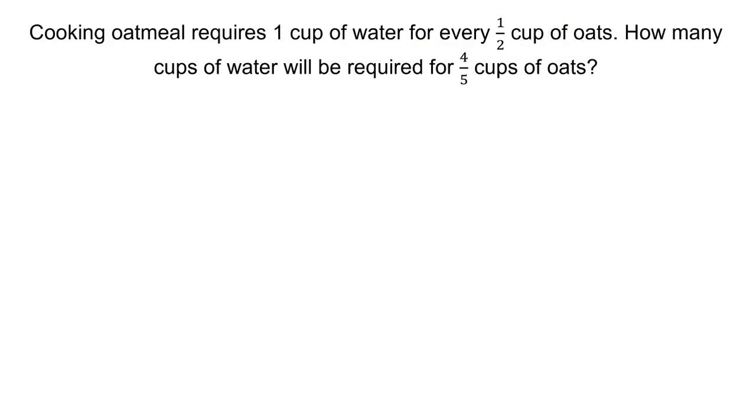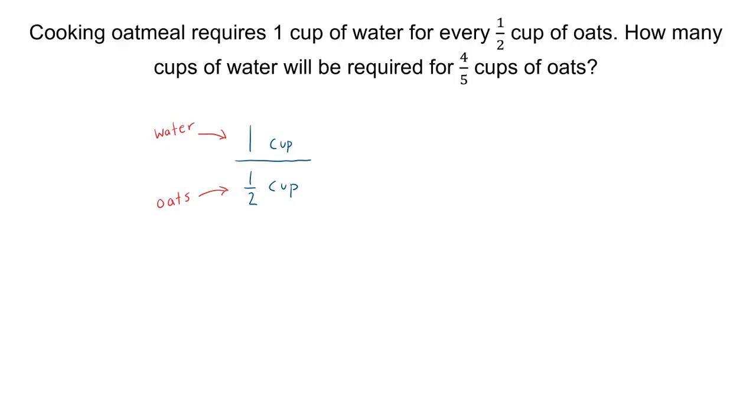This example says cooking oatmeal requires 1 cup of water for every half a cup of oats. How many cups of water will be required for 4/5 cups of oats? We can set up a proportion here because we know every 1 cup of water we have to have half a cup of oats. That's our given ratio.